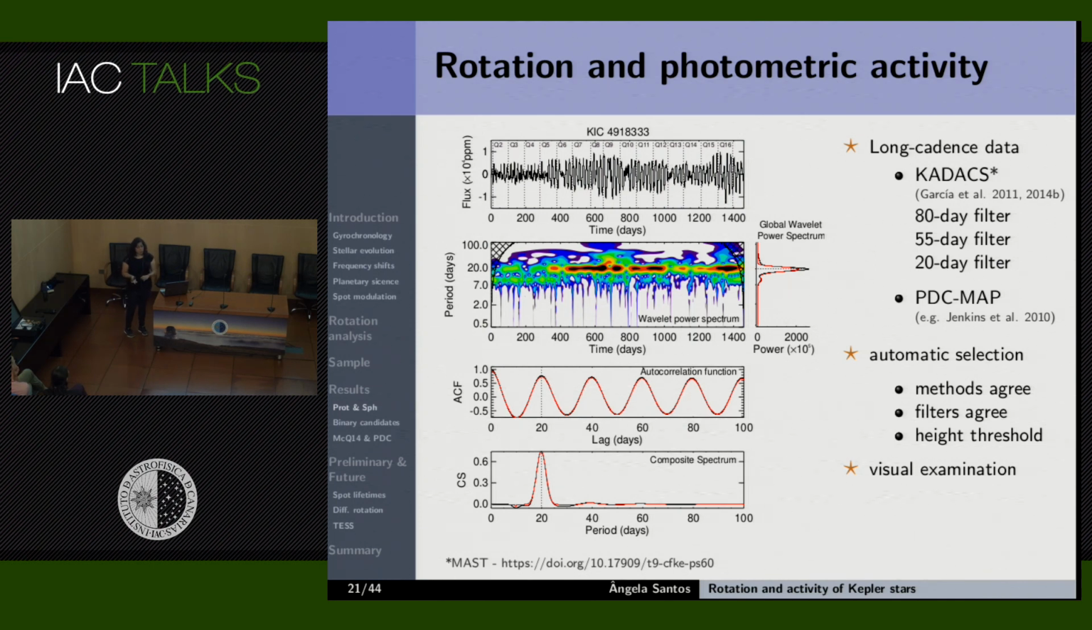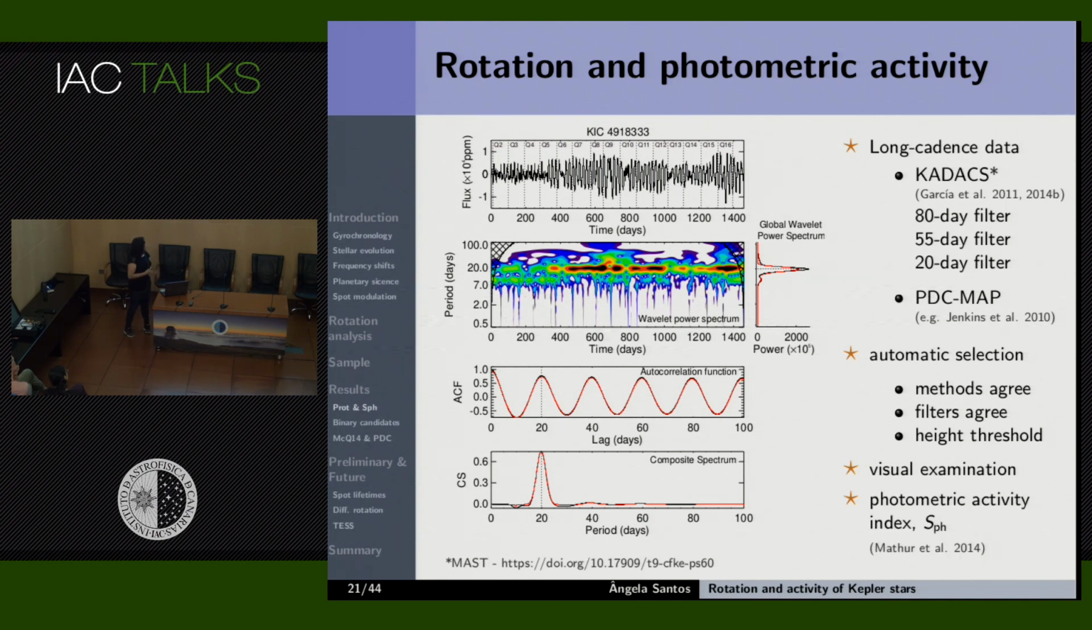So for the automatic selection, basically all these 3 estimates have to agree with each other, and they also have to agree between the different filters. And then we also impose a threshold in the height of these peaks. And this is for the automatic selection. And then for the stars that don't obey the criteria that we impose, we visually check them for this sample.